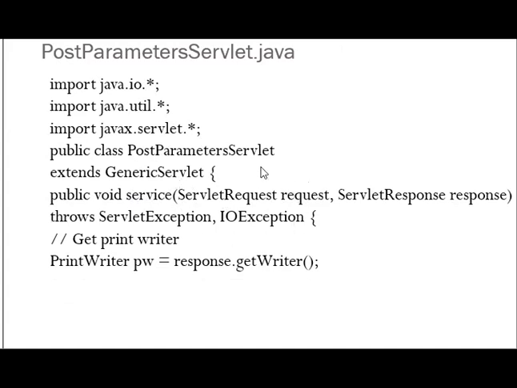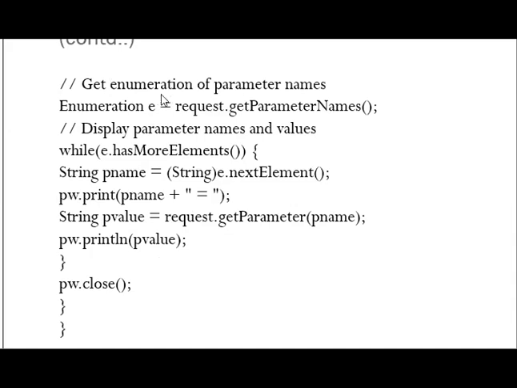Whatever data that we have entered in the form input elements will now be present in the request object. So we have to read that request. Then we have a writer in order to send the output back, response.getWriter. Here, first we will get the parameter names: Enumeration E = request.getParameterNames.